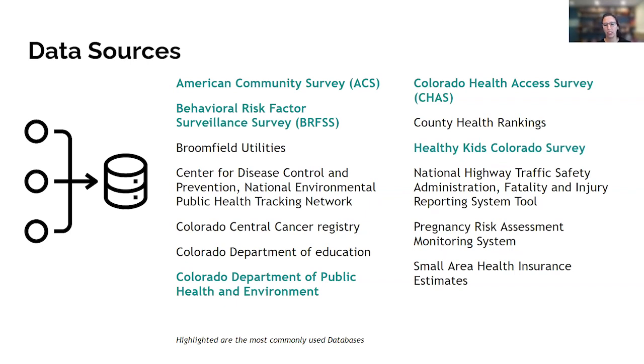The American Community Survey is based off the census. Then we have the Behavioral Risk Factor Surveillance Survey, BRFSS. This is one of our primary sources of data on health behaviors. The BRFSS collects information on health-related risk behaviors, chronic health conditions, and the use of preventive services from adults across the US. It provides key insights into behaviors like smoking, alcohol consumption, physical activity, and diet.